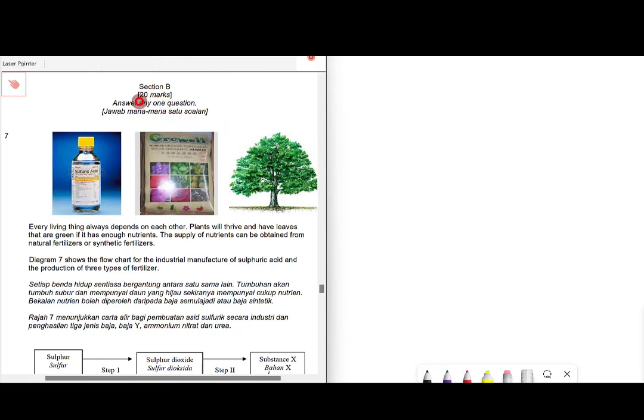Hi everyone, so look at this paper 2 of the section B. So we're going to answer some sample questions here from this section B. So we're going to start with this question 7 here. Alright, you can see the picture here.